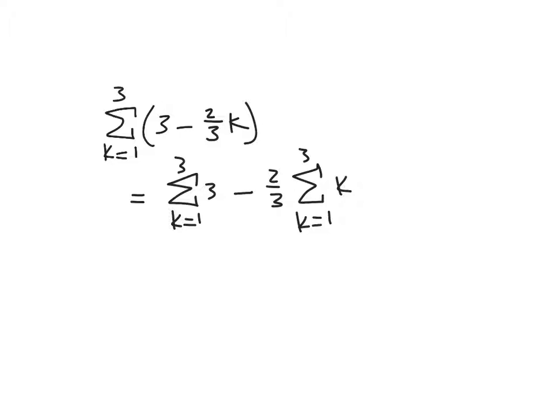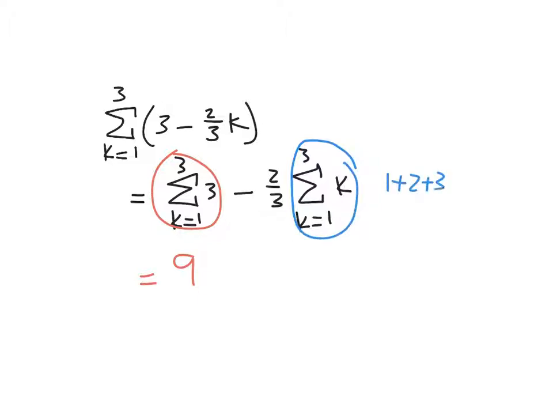Now, right here we have a constant summation where our value is 3, our constant is 3, and we're going k from 1 to 3, so this is just 3 times 3, which is 9. So this one here is 9. And then here what we're going to do is add up 1, 2, and 3, which is 6, and we'll multiply that by 2/3. So what we're going to be subtracting is 2/3 times 6, which is 4. So the value of that one's 4, and so this entire sum is just 5.